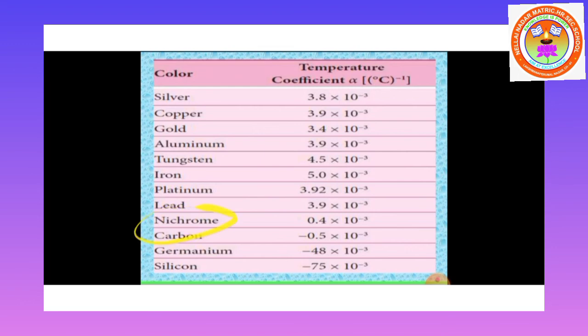For nichrome, the temperature coefficient is 0.4 into 10 power minus 3 degree Celsius inverse. For carbon, it is minus 0.5 into 10 power minus 3 degree Celsius inverse. For germanium, it is minus 48 into 10 power minus 3 degree Celsius inverse. For silicon, the temperature coefficient is minus 75 into 10 power minus 3 degree Celsius inverse.